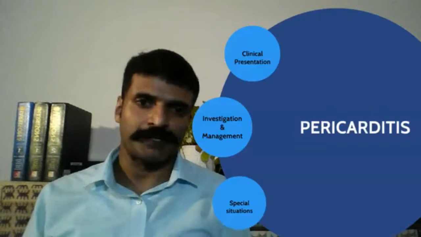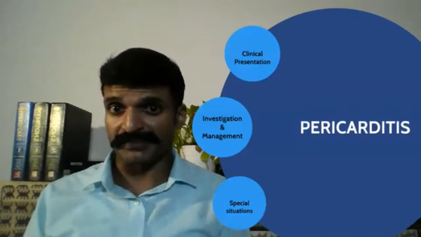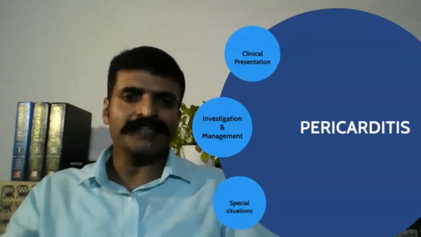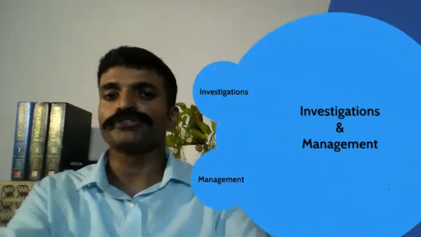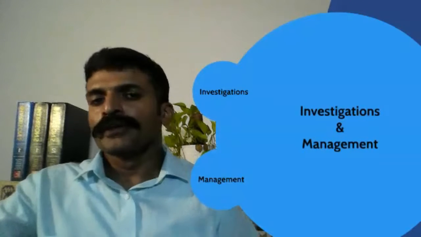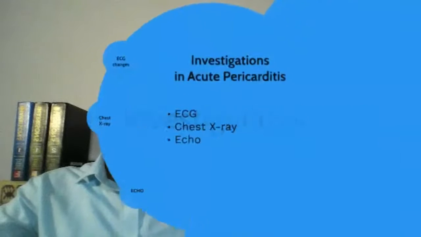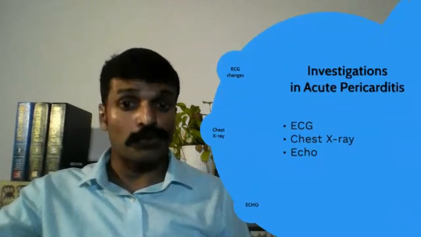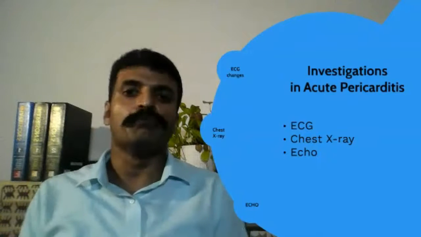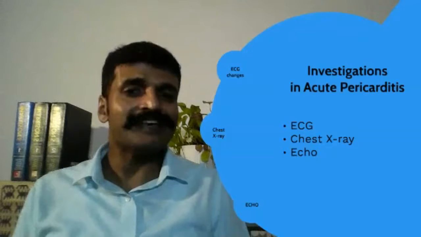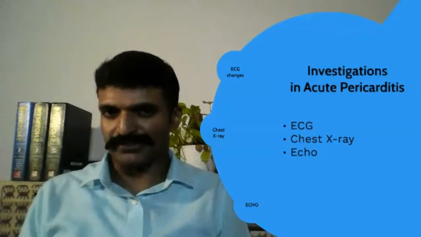Now that we are familiar with the clinical presentation, the etiology, pathogenesis, and complications of pericarditis, let us look at what investigations you would do for a patient who comes to your clinic with pericarditis. Now, the investigations are threefold. You can see that ECG, chest X-ray, and echo will provide you the most valuable information about it. Usually, the most easily available is the ECG.